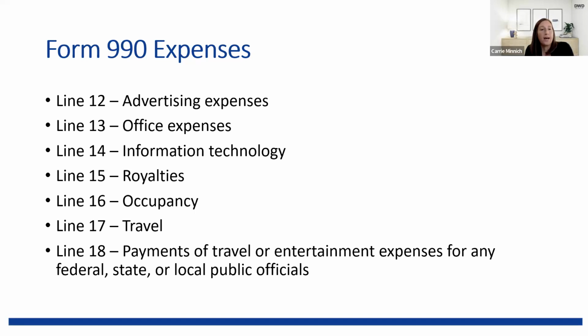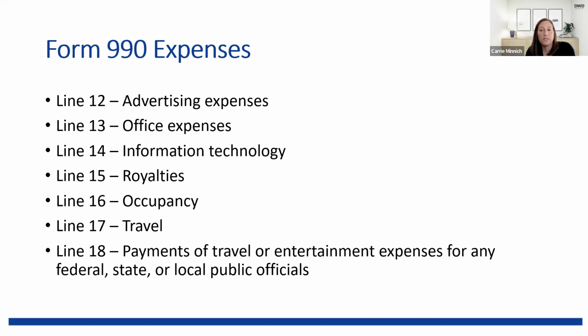Next, as we continue, advertising expenses, I think that's pretty self-explanatory. Office expenses. Office expenses includes supplies, telephone, postage, mail, shipping, equipment rental, bank fees, and printing. So the IRS wants you to add all of those together and put them on the office expense line. Similar to information technology, they want you to include hardware and software, support services, website, virus protection. They want you to add all of those together and put them on the information technology line.